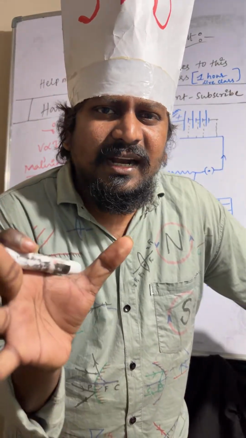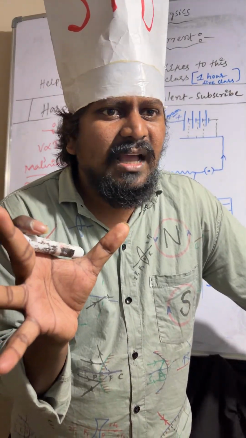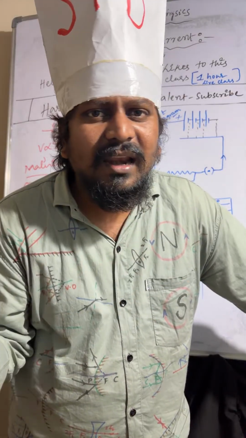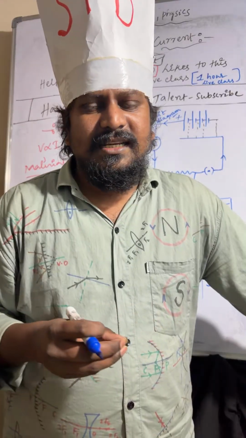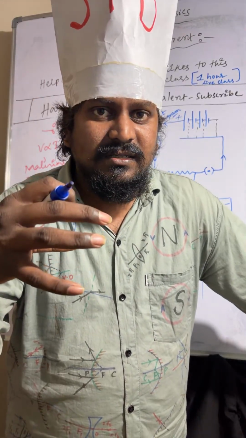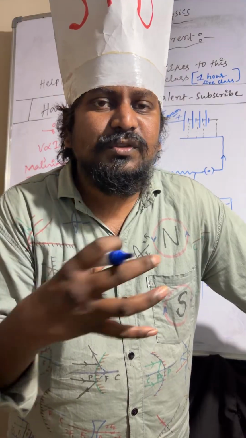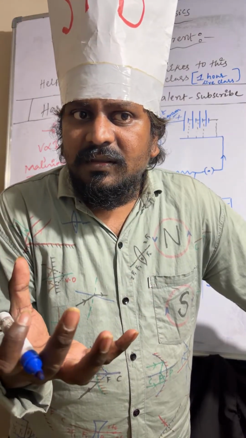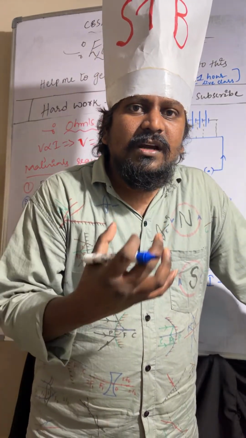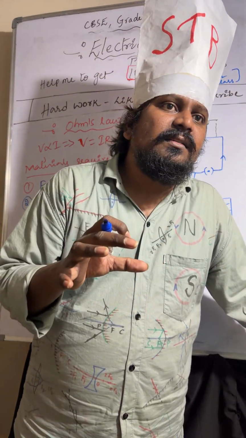What is an ohmic conductor, sir? An ohmic conductor is nothing but a conductor which obeys Ohm's law. The conductors which obey Ohm's law are called ohmic conductors.